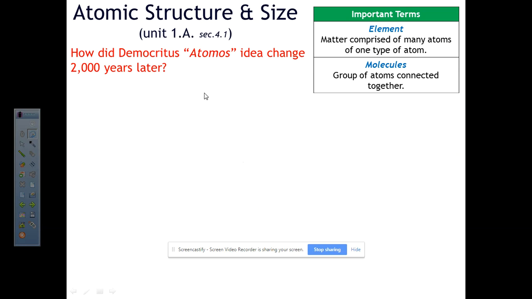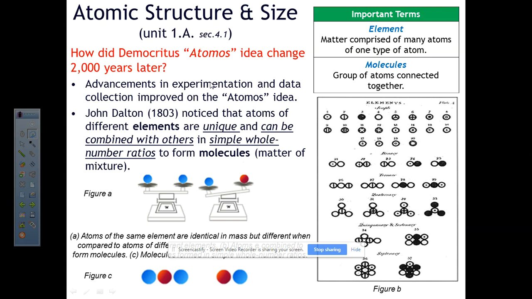So how did the idea of atomos change 2,000 years later? Well, we have advancements in science now. We have advancements in instruments, right? In experimentation and data collection. In 1803, John Dalton was really the first to use experimentation on gases, and he noticed that atoms of different elements are unique. And they can combine with other atoms in simple whole number ratios to form molecules.